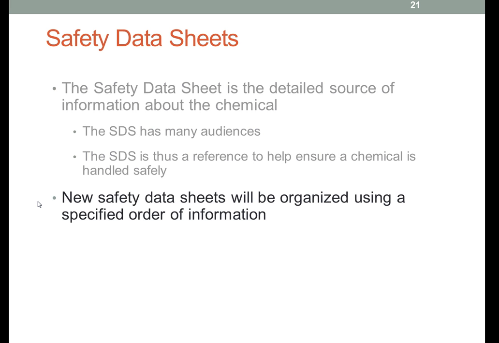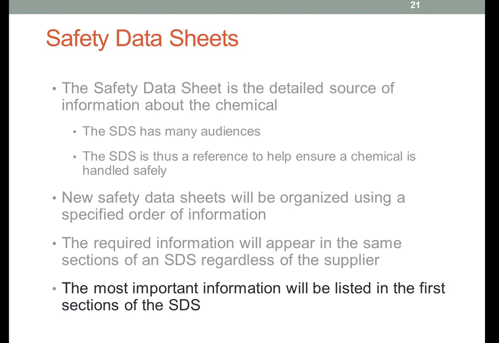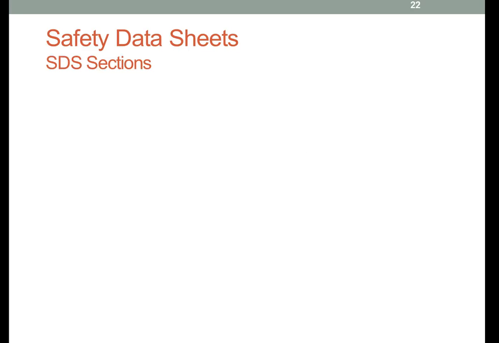New safety data sheets will be organized using a specified order of information. The required information will appear in the same sections of an SDS regardless of the supplier, and the most important information will be listed in the first few sections of the SDS. The current MSDS have 7 sections, as we noted in an earlier module. The new SDS sheets have 16, listed here.